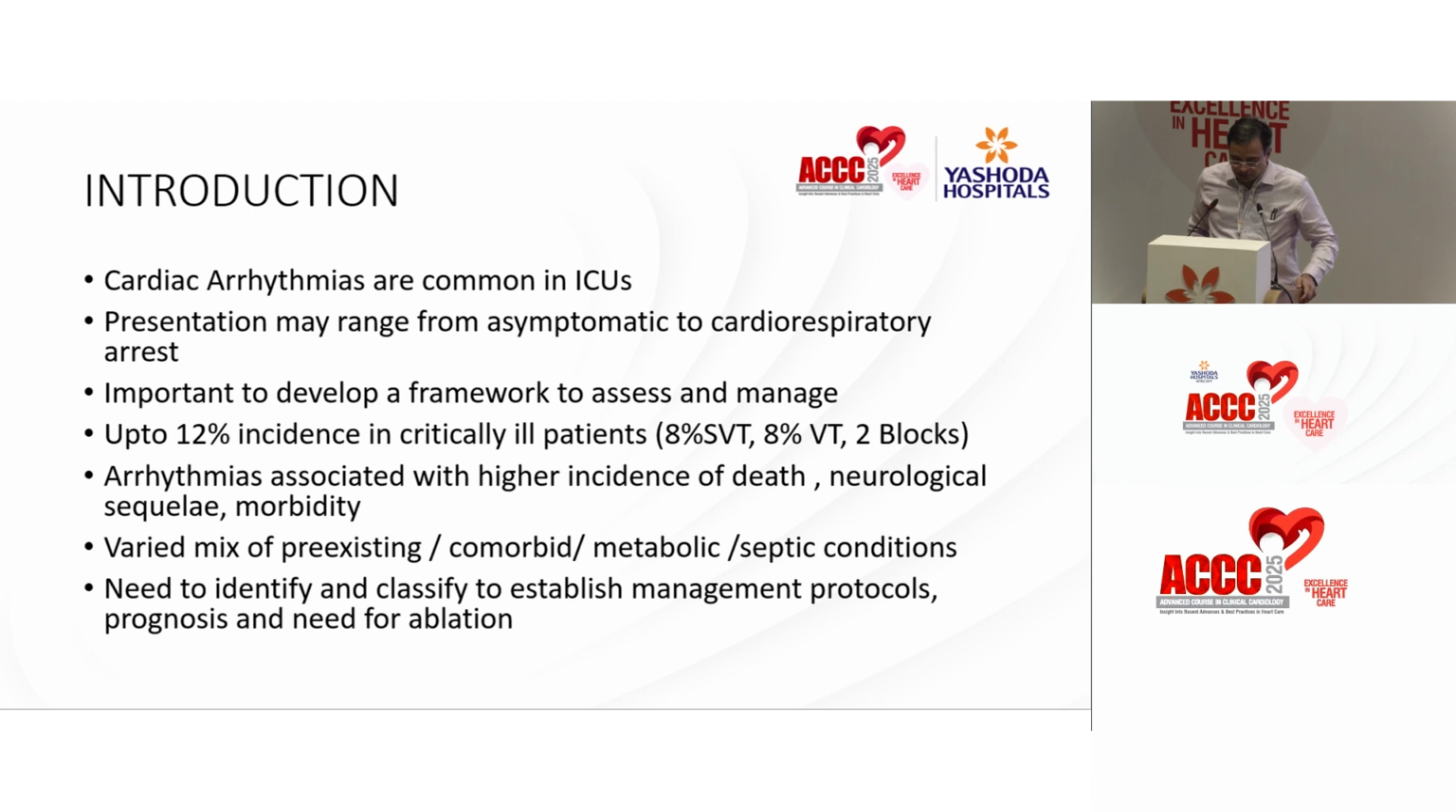We have a significant incidence. Up to 12% of our ICU patients will have some kind of arrhythmia. Around 8% are SVTs, 8% are VTs, and up to 2% have some kind of blocks. So arrhythmias are associated with higher incidence of death, neurological sequelae, and morbidity. And then the problem is there is a varied mix of pre-existing conditions. Some of these patients already have some heart disease. Some of them have comorbid conditions which contribute to arrhythmia. They have an ongoing metabolic disturbance. There are septic conditions which all lead to an increased incidence of arrhythmia. So sometimes it's difficult to identify what is the dominant presentation in that particular case.